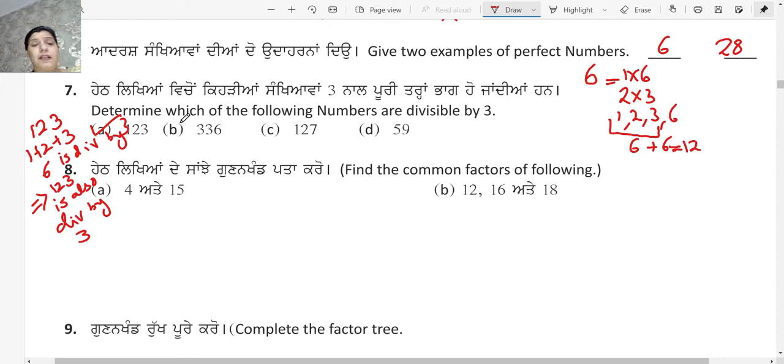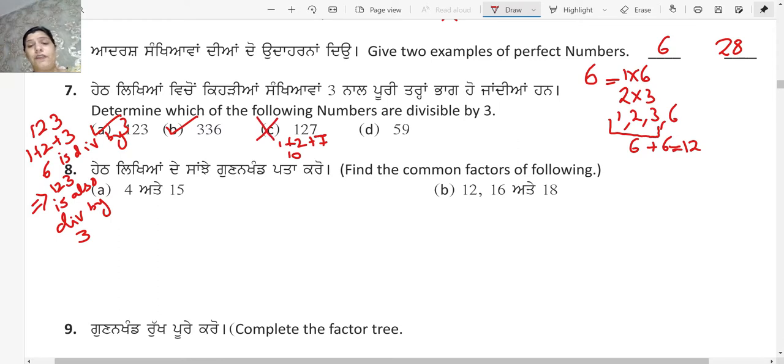Second, B part. Now 3 plus 3 is 6, 6 and 6 is 12. तो इनको प्लस करके 12 आ रहा है. 12 is divisible by 3. So yes, 336 will also be divisible by 3. Then C part, 1 plus 2 is 3, 3 plus 7 is 10. So इनको प्लस करके मेरे पास आ रहा है 10, और आपको पता है कि 3 के टेबल में 10 नहीं आता. 10 is not divisible by 3. So 127 will also not be divisible by 3.